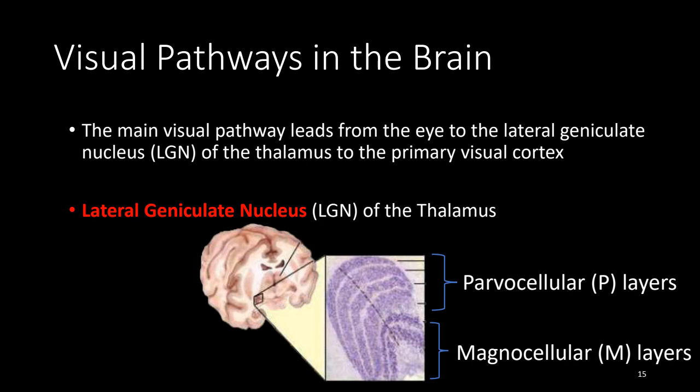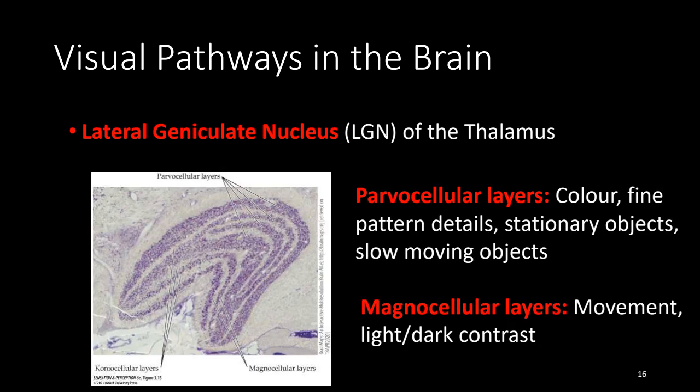So each of these groups of cells, the parvocellular layers and magnocellular layers, they perform different functions. So the parvocellular layers are responsive to color, fine pattern details, stationary objects, so still objects, and slow moving objects. So the magnocellular layers, on the other hand, are more responsive to movement and light and dark contrast. So you can think about the parvocellular layers as being more concerned with those high visual acuity aspects of the visual scene, and the magnocellular layers being more concerned with the lower visual acuity aspects of the visual scene.